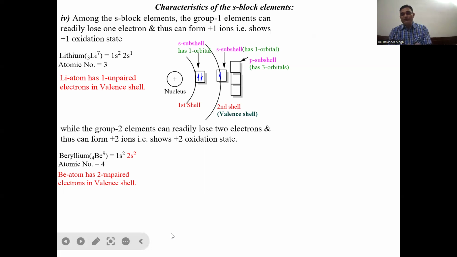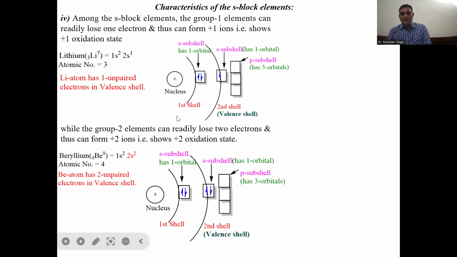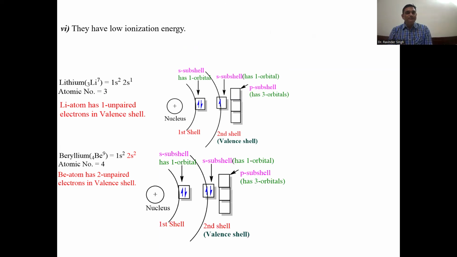So that's the way to write the answer and also draw that particular diagram. You must draw that diagram. For group 1, you can draw that particular diagram. For group 2, you can draw that one diagram. So these are the diagrams for both group number 1 and group number 2. So that's the next characteristic of the S block elements, means they can show +1 and +2 oxidation states, +1 for the group 1 elements and +2 for the group 2 elements.